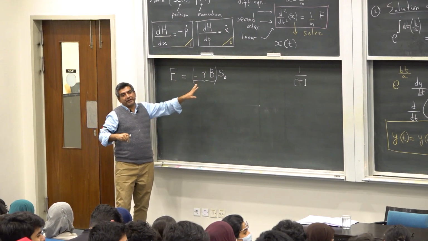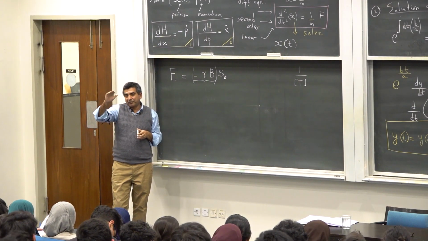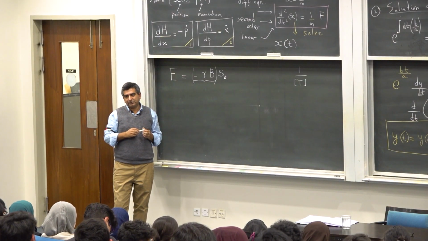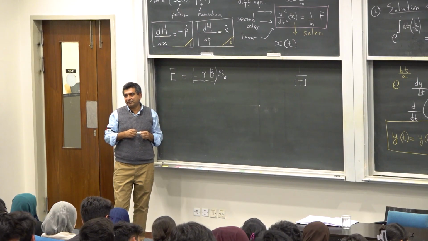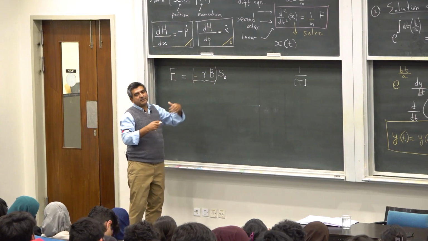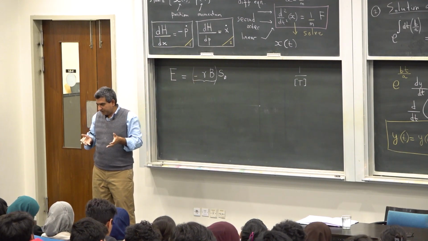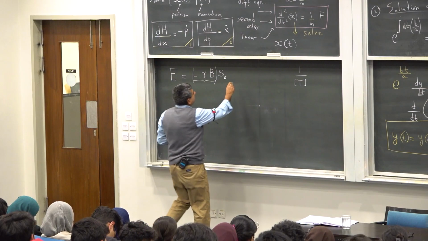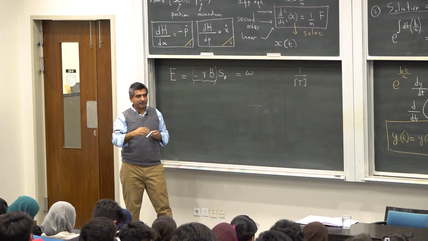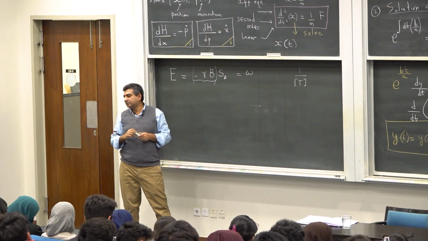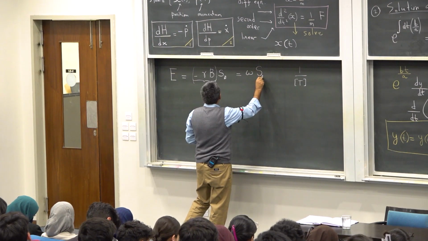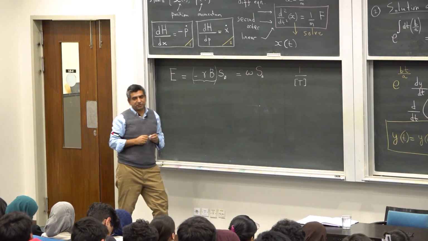So this has units of 1 over time. It's like a frequency. 1 over time is a frequency. So you have to work this out. I can't tell everything in the class. So I call this minus gamma B, I give it a symbol, and I call this omega, angular frequency, radians per second, SZ. So this is my energy.